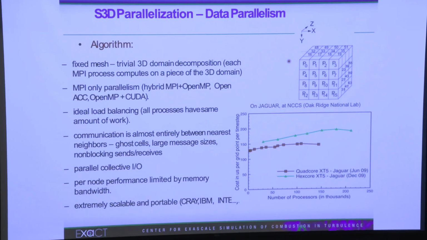This is a little bit older chart from back in 2009 when the machine was called Jaguar at OLCF, the Oak Ridge Leadership Class Machine. What's plotted here is the throughput on the ordinate, the cost per grid point per time step. That's commonly known as the grind time.